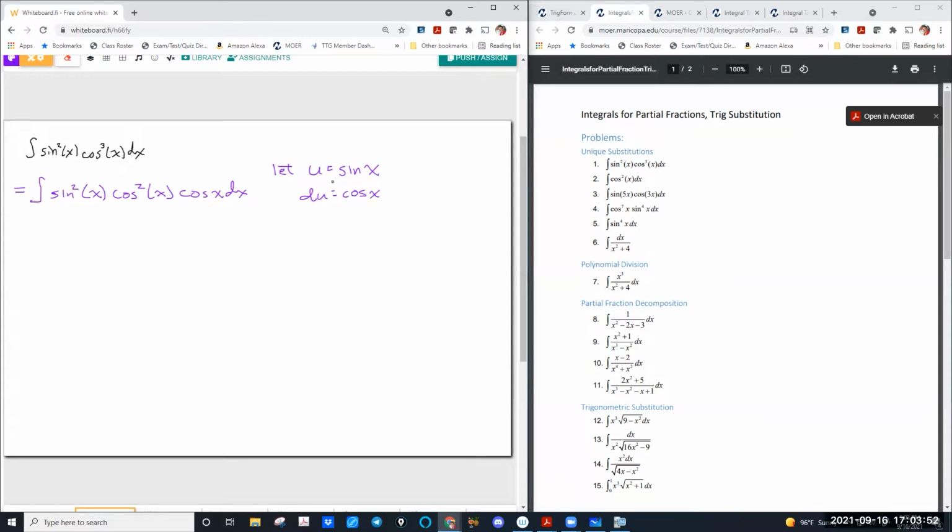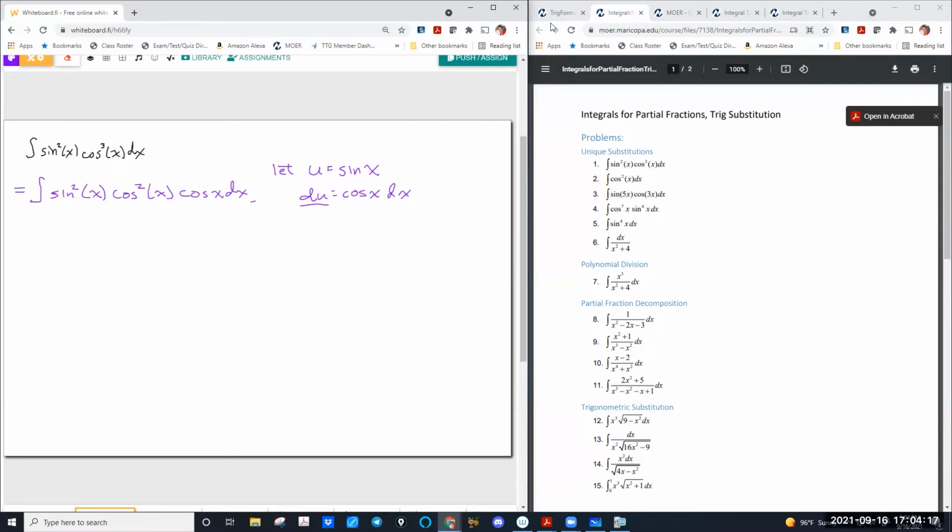So let's talk about the good and where we might have an issue. Cosine x dx is right here. So our du is a very straightforward substitution, which is why I split off that extra cosine x. u is sine x, so this guy here is just u squared. Now we do end up with this extra cosine squared that we want to substitute somehow.